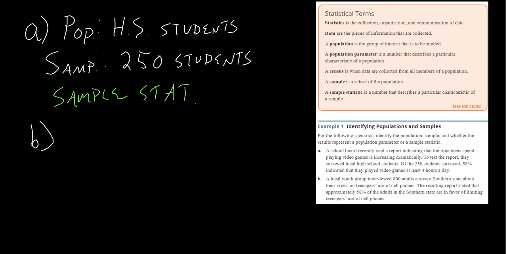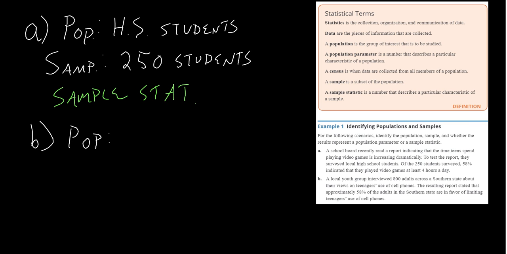So B, we have a local youth group. A local youth group interviewed 800 adults across a southern state about their views on teenagers' use of cell phones. The resulting report stated that approximately 58% of the adults in the southern state are in favor of limiting teenagers' use of cell phones. Okay, so what kind of population are we looking at for this particular survey, or collecting of data?